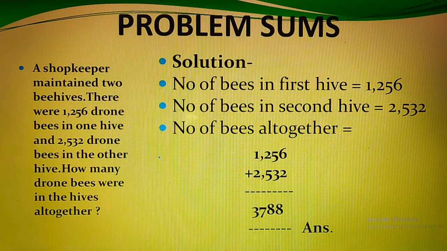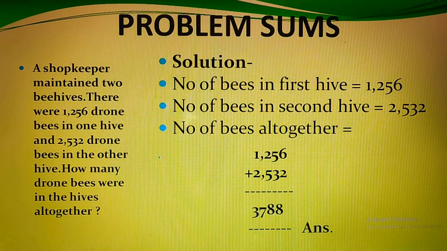Okay. Now I have taken a problem sum from your book. Problem sums are related to our day-to-day life. A question is, a shopkeeper maintained 2 beehives. There were 1,256 drone bees in one hive and 2,532 drone bees in the other hive. How many drone bees were there in hives altogether?